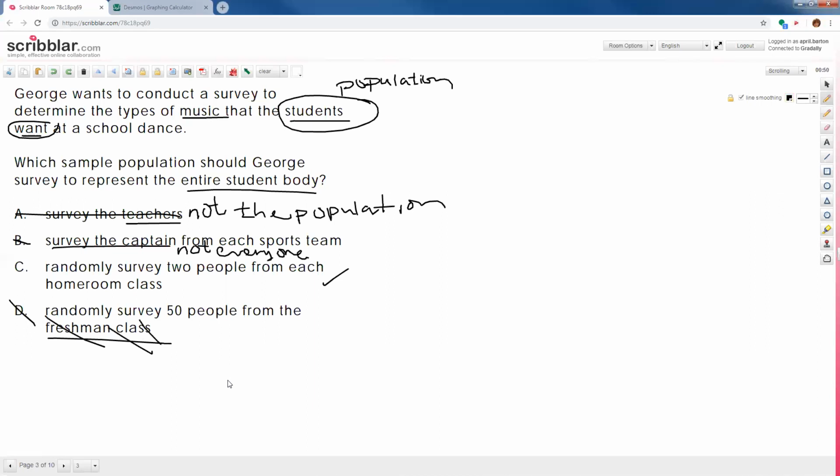So these questions look a little weird and a little complicated, but you really just want to focus on who they want to know about and which survey actually tells me information about the group we want to know about. All right.